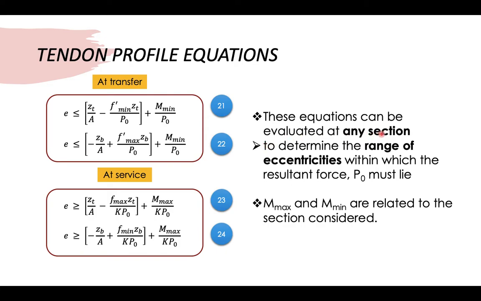These equations can be evaluated at any section, meaning to say that we are going to determine the values for both the end span and the mid span. It is to determine the range of eccentricities within which the resultant force P naught must lie. M maximum and M minimum are related to the section considered. We can see here that we have M minimum for transfer, and M maximum for service.